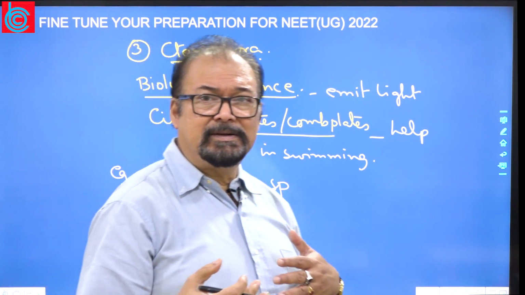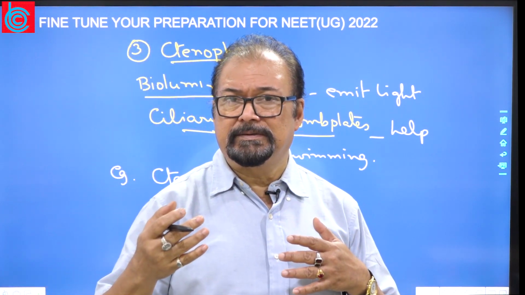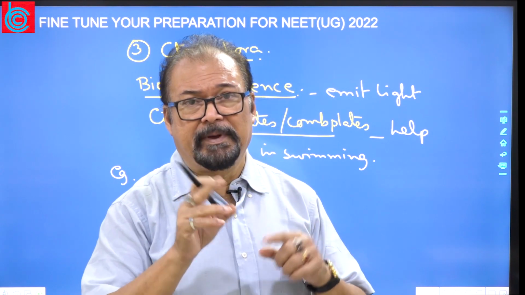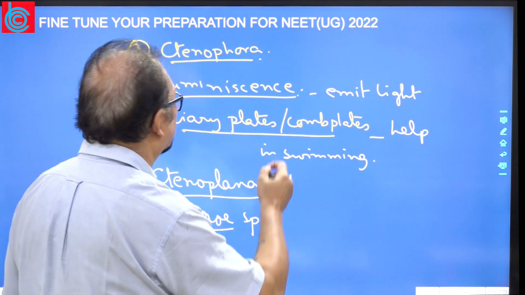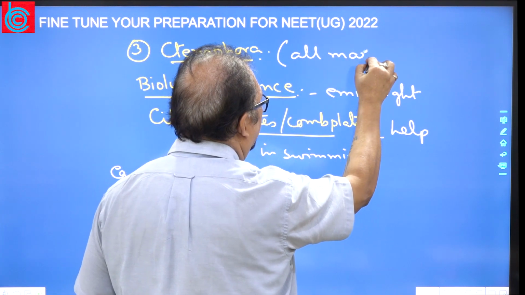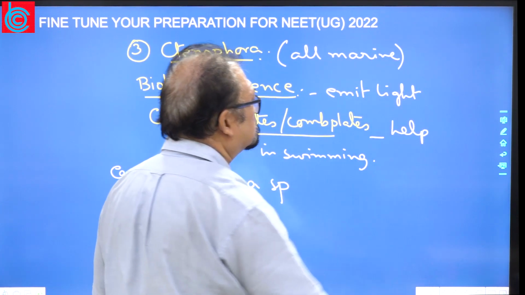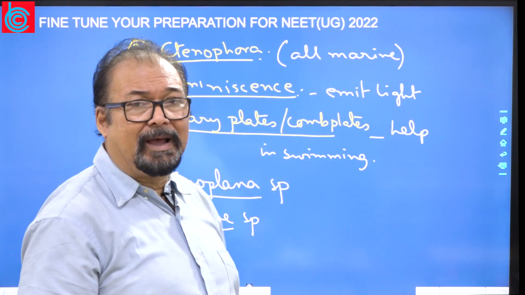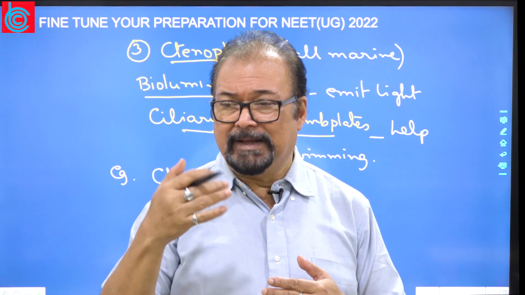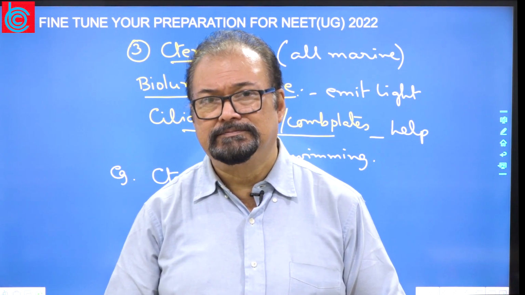And what are the other characters? They are monoecious, some of them may be dioecious, all marine. So this Ctenophora, they are also all marine, like Echinodermata. And they also have indirect development, that is larva.